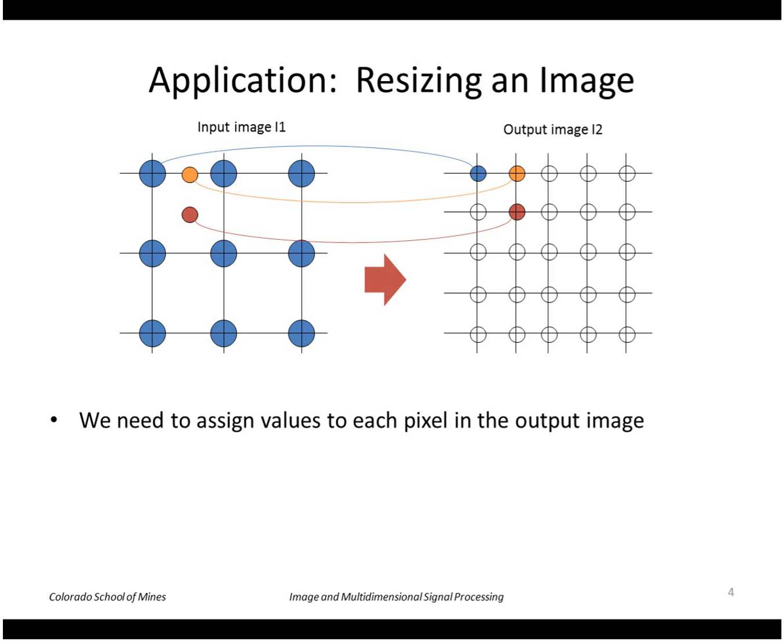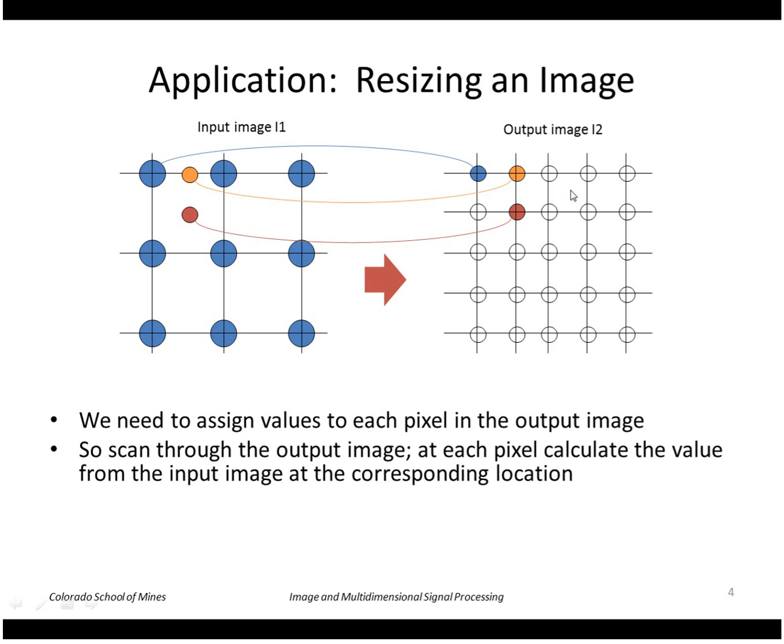So I mentioned resizing an image. This is an image where the values are known at the blue dots. Our output image is twice as big, so we need to calculate these additional values here. So we need to assign values to each pixel in this output image. The best way to do that is to actually start with the output image. We scan through the output image point by point, and then we figure out where in the input image that value should be coming from.